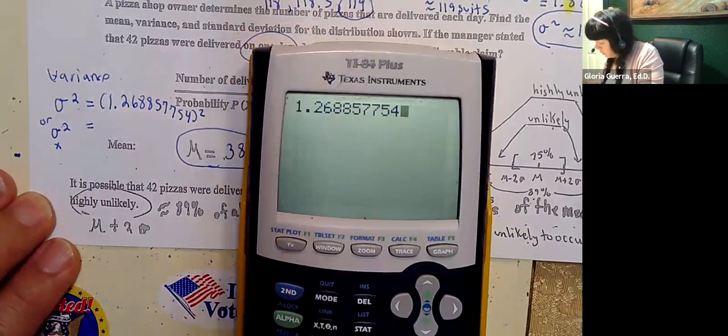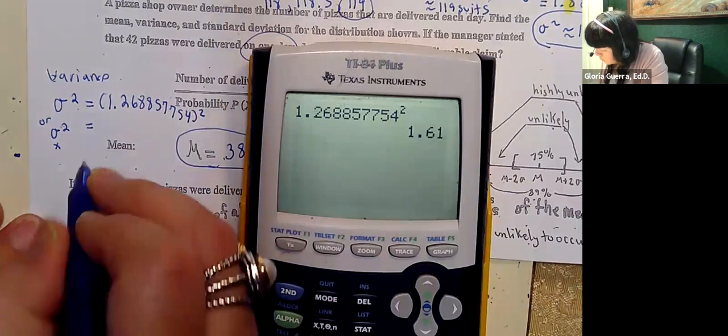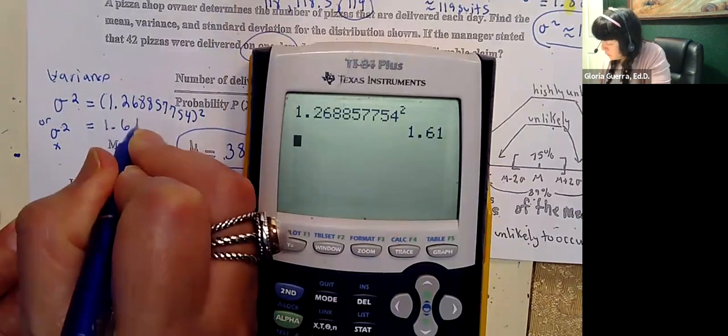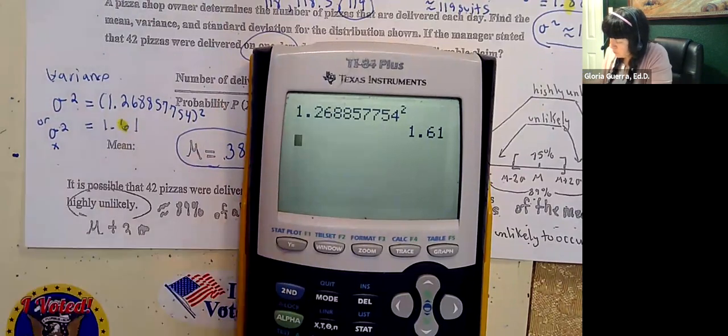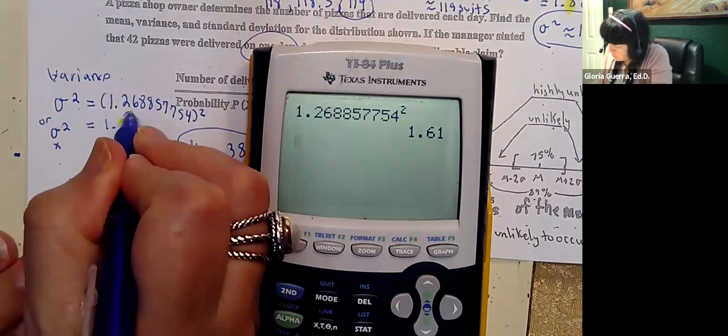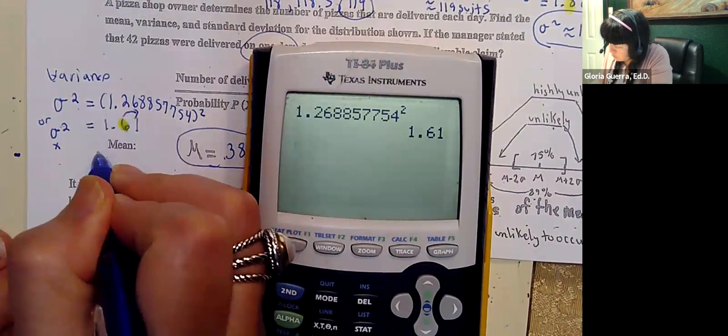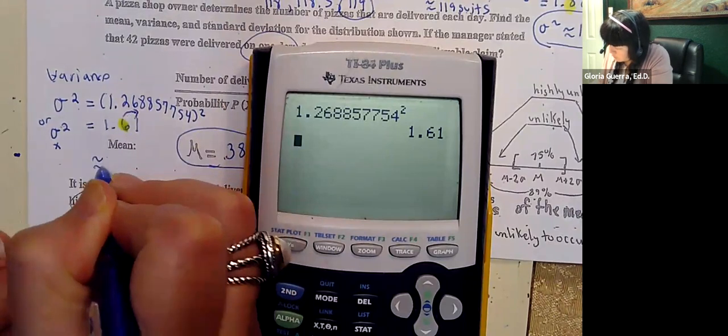And then square that, x squared. Then enter. And then round that to the nearest tenths. Look at the number to the right. Is that 5 or more? Nope. So it's 1.6.